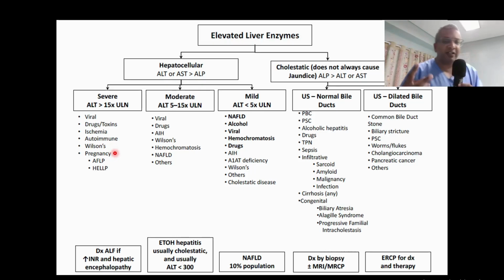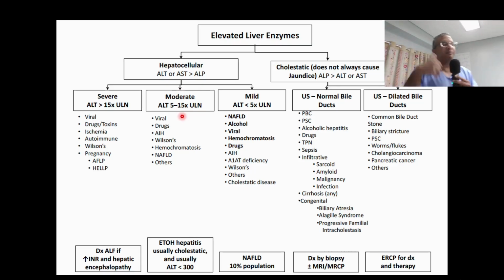Pregnancy, the two things that can cause a bump in your transaminases are acute fatty liver of pregnancy and, of course, HELLP syndrome, which complicates eclampsia or preeclampsia. Hemolysis, elevated liver enzymes, and low platelets. But if your ALT is in the mid-range between 5 to 15 times upper limit of normal, we call that moderate elevation.